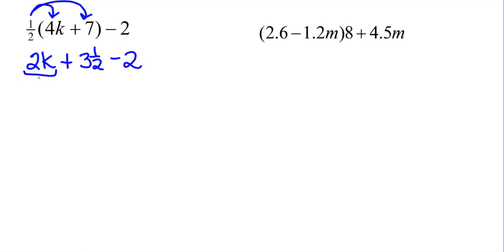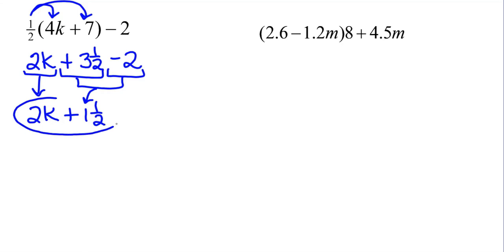I don't have any terms that have a k in them, so 2k is just going to get copied. And I have my constants here, 3.5 minus 2. And 3.5 minus 2 is 1.5. It's a positive 1.5, so plus 1.5. And again, these are not like terms. So that is a simplified algebraic expression there, 2k plus 1.5.